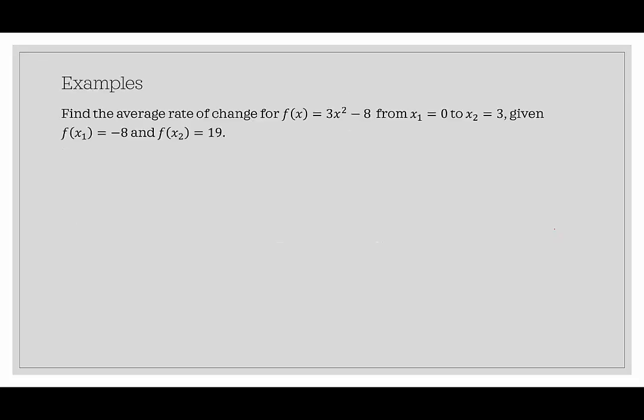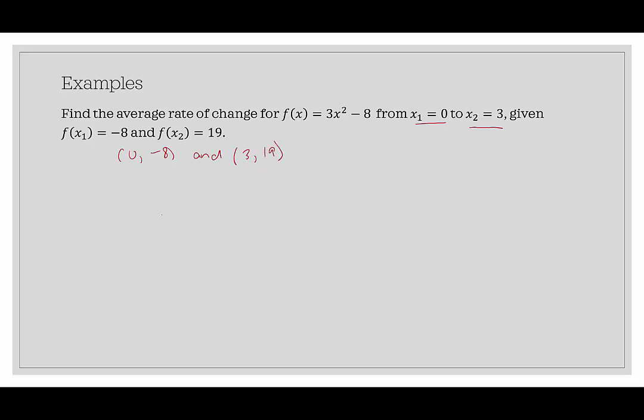Okay, let's look at some examples. Find the average rate of change for f of x equals 3x squared minus 8 from x sub 1 equaling 0 to x sub 2 equaling 3. So we have a piece of one point, a piece of another point, but then I actually tell you a little more information here. So what we know is that we have one ordered pair, x sub 1, f of x sub 1, which is 0, -8, and the other ordered pair is x sub 2, f of x sub 2, which is 3, 19.